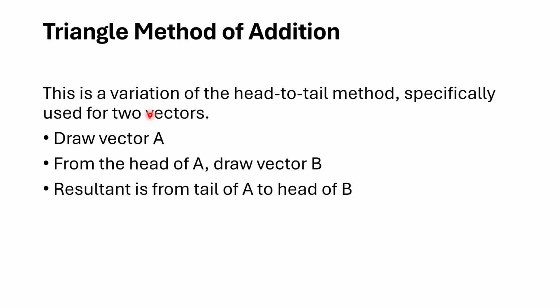This one is a very simple method. For example, if we have two vectors, vector A and vector B, the same as we have done before. This is a variation of the head to tail rule method, specially used for two vectors. This is actually for two vectors, meaning that if we have only two vectors, then we will use the triangle method of addition.